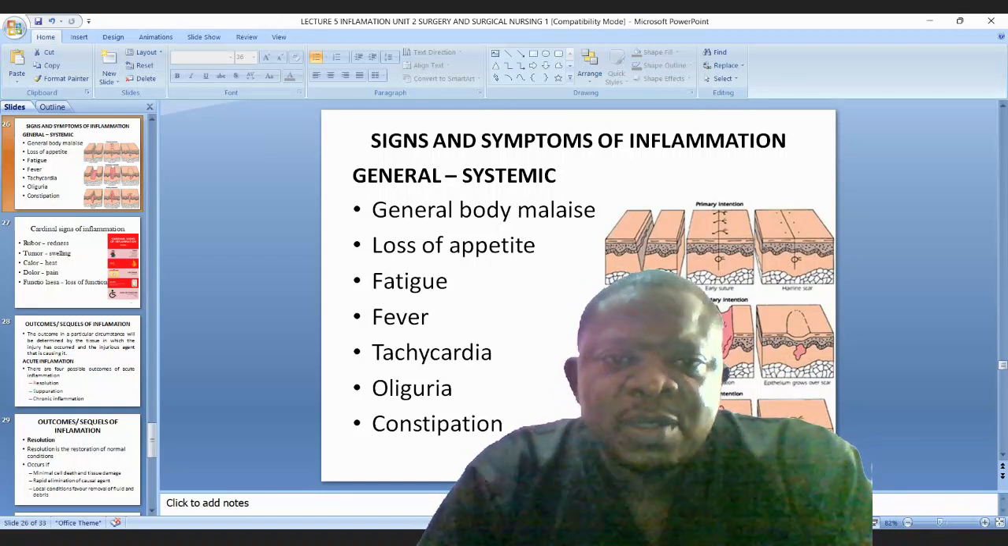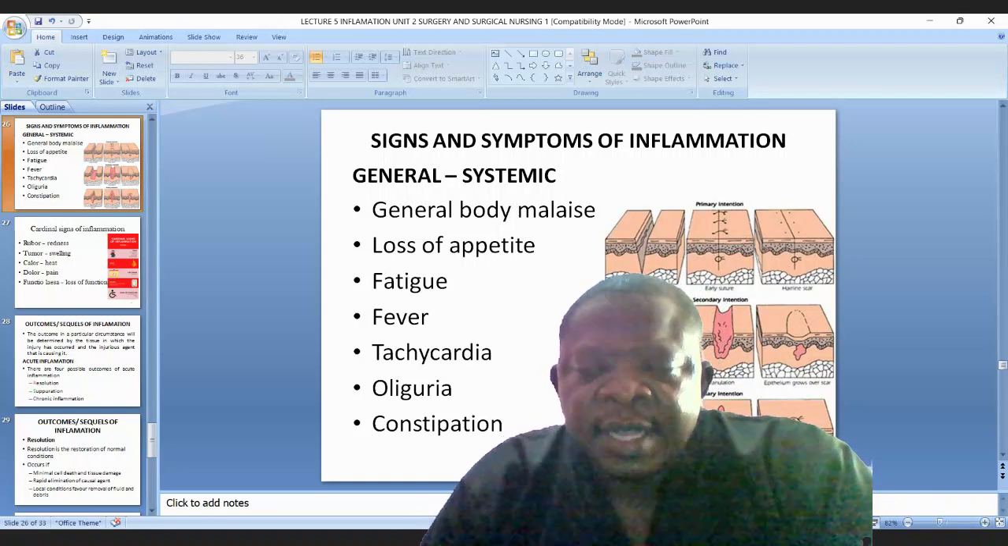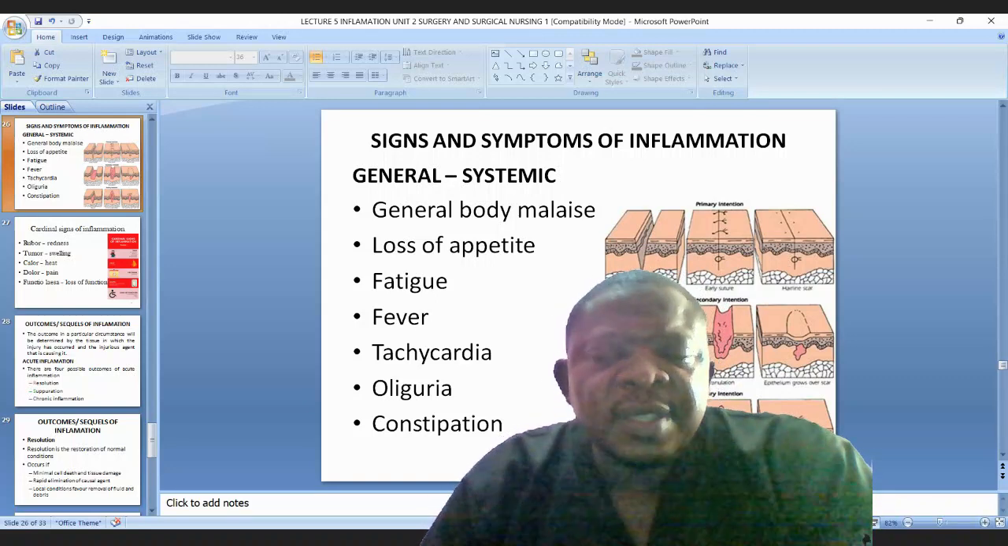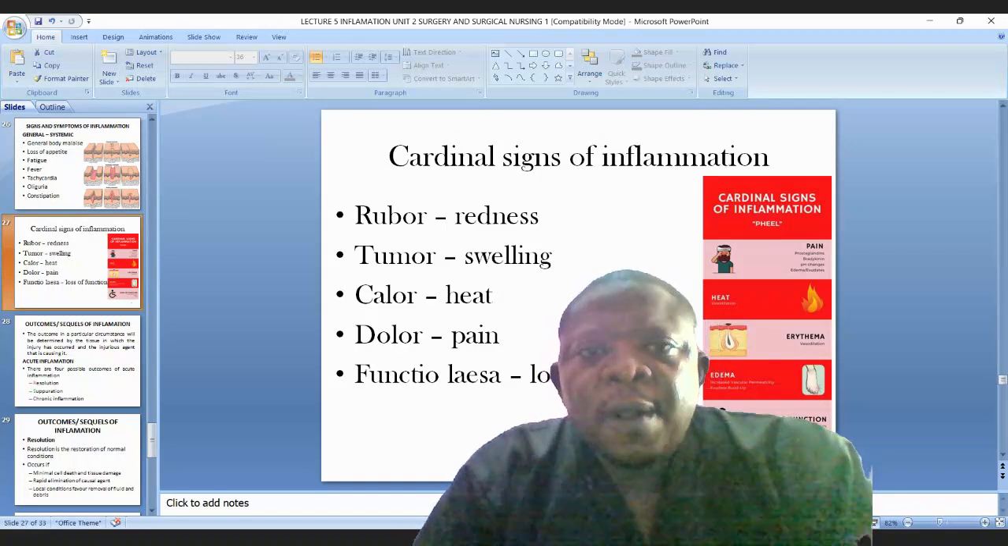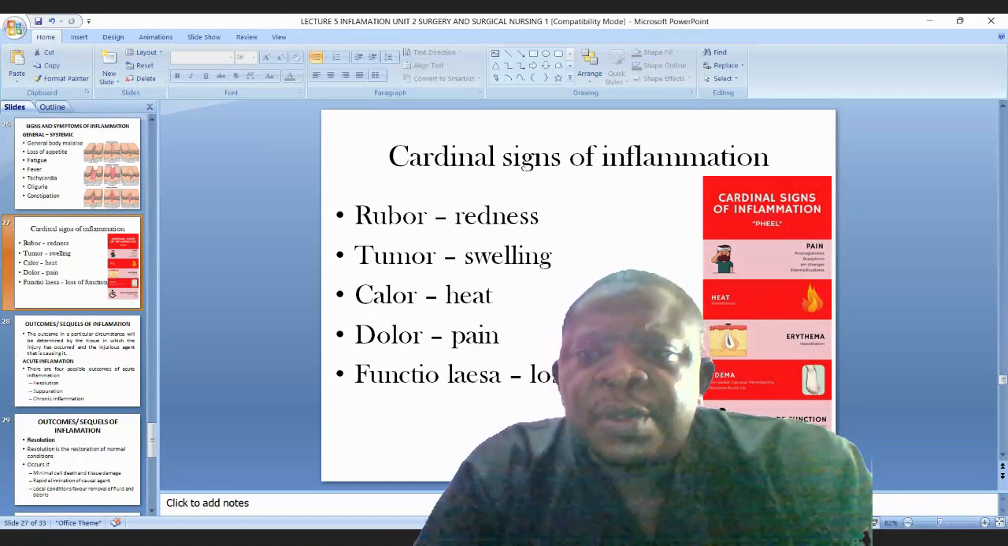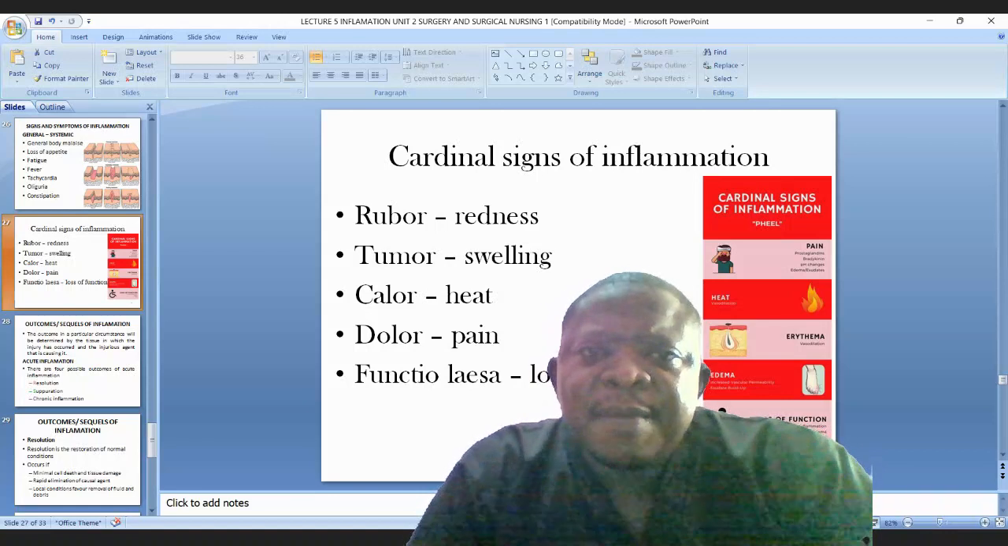There's tumor, in Latin to mean swelling. And then there's calor to mean heat. There's dolor to mean pain. And then functio laesa, which means loss of function. So these can be remembered in the mnemonic.